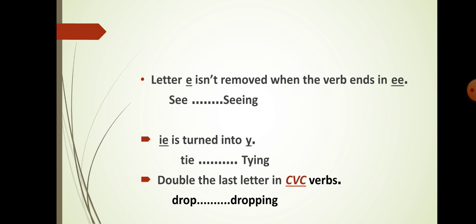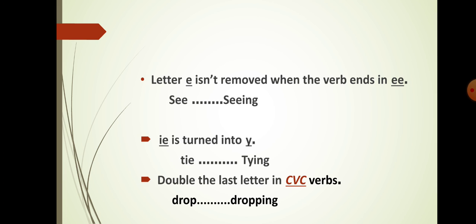Number 3, ie at the end of the verb is turned into y. Like the verb tie, it becomes tying. Last one, we double the last letter in CVC verbs. CVC means consonant, vowel, consonant. It means verbs ending in a consonant, then a vowel, then a consonant.